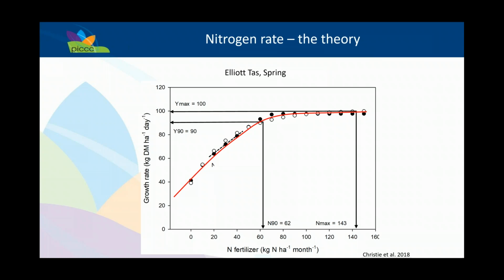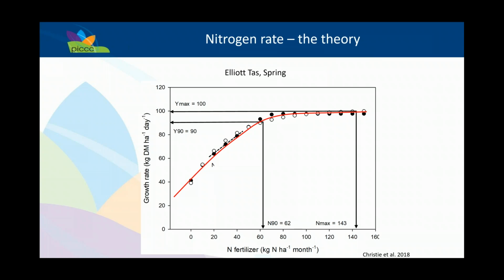So Y max, you'll see that's the 100% of potential growth rate, and just so happens to be 100 kilos a day. Well, nobody puts on 143 kilos of nitrogen. That's ridiculous, because once you start getting on the flat part of the curve, you might get very small increases in the growth rate, but you're not doing it very efficiently.